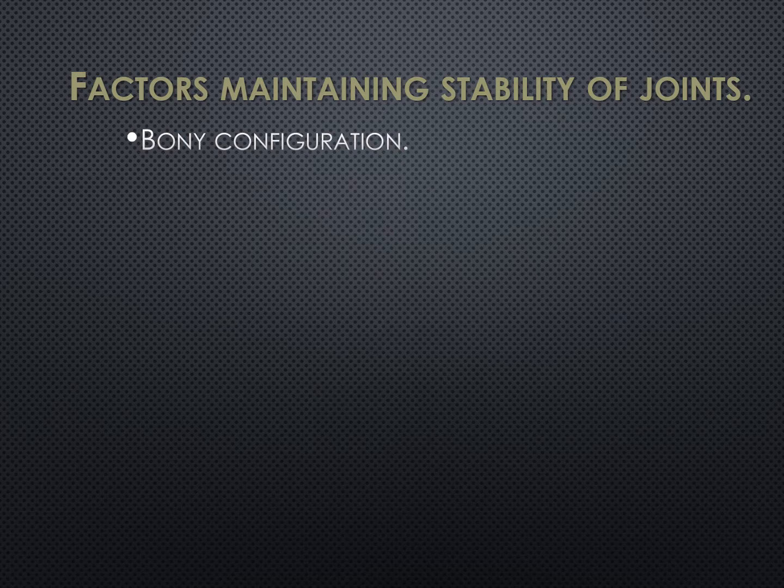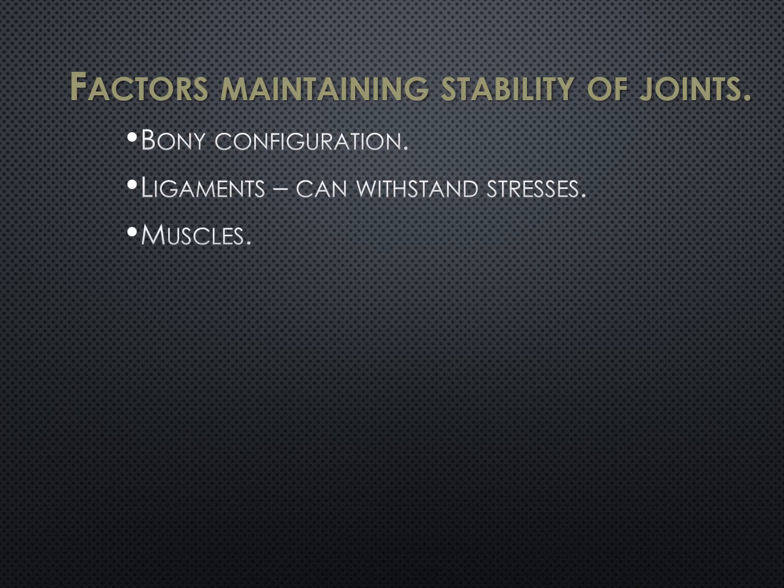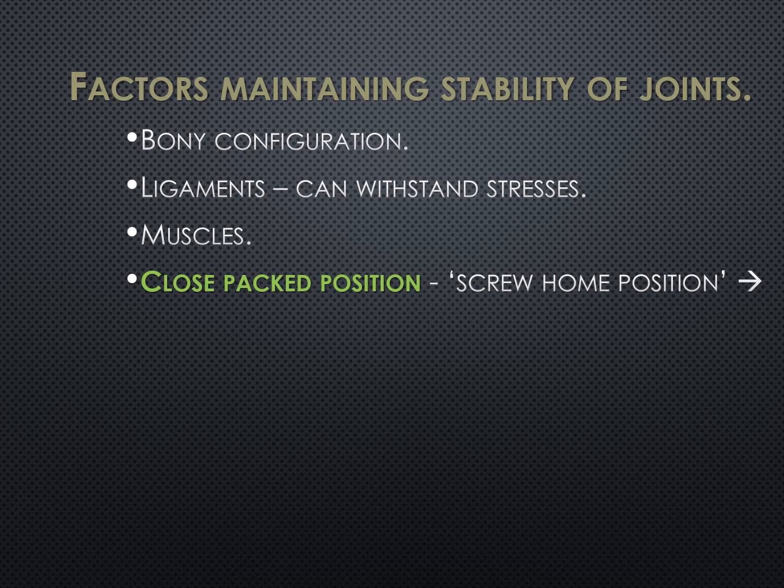Now let us look at some factors which help in maintaining the stability of the joint. The first factor is the bony configuration, that is the shape of the articular surfaces that are taking part in the joint. Then comes the ligaments. The fibrous capsule is strengthened by various ligaments and that can withstand stresses. And then also the muscles acting on the joint help in maintaining the stability of the joint. Then we need to know two terms, that is what is the close packed position of the joint and what is the loose packed position of the joint.